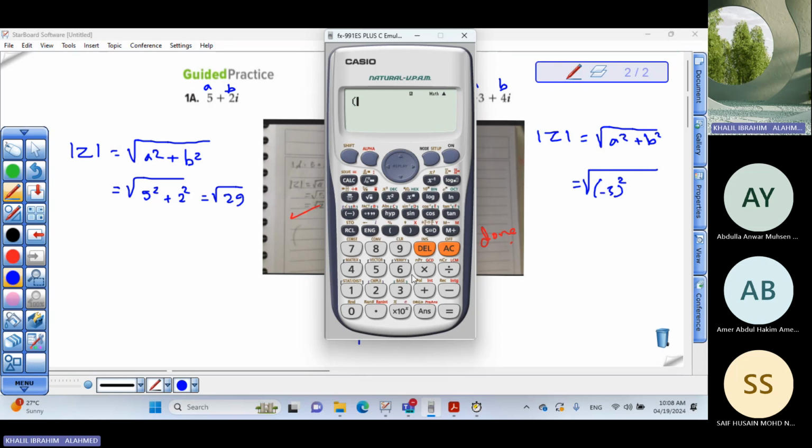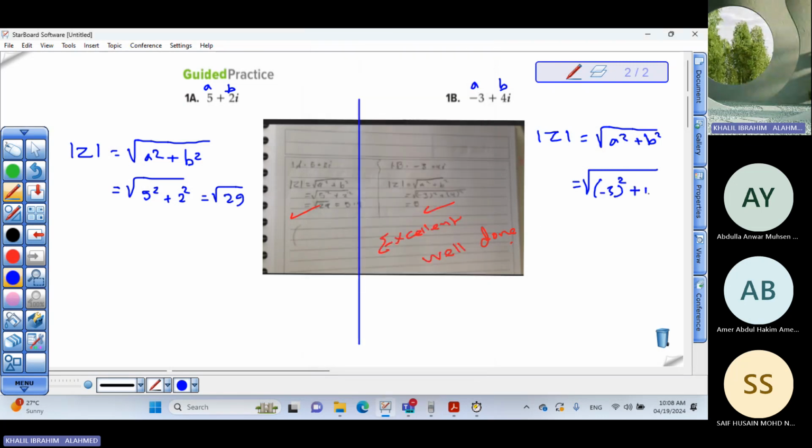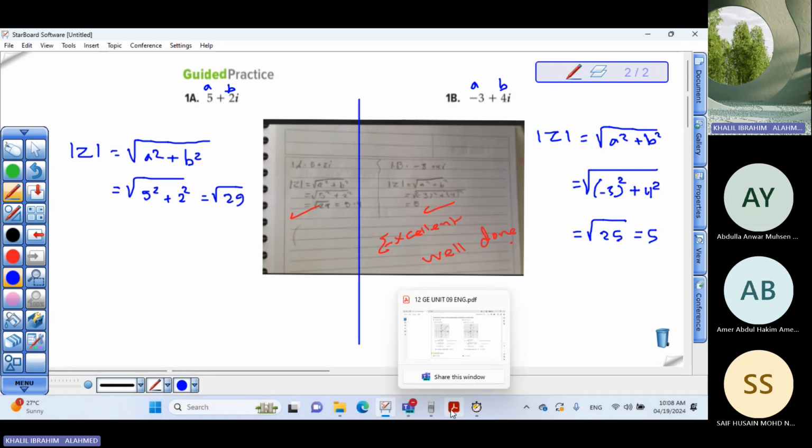You should put -3 between brackets. Then the answer is different. This is positive, not negative. Okay, be careful about this. As you see here, plus 4 squared. This is radical 25. This equals 5. Why do we take just 5? We don't take -5 because this is an absolute value, which is positive. The second side is absolutely, you should be positive. Okay, good. Let's move to the next. Any question about this idea, how to find the absolute value of a complex number? No, Mr. Khalid. Yes, thank you.